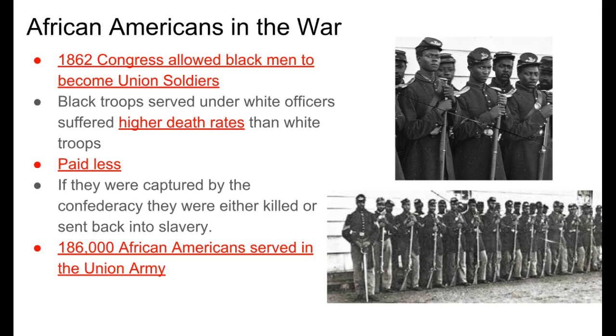They were in more dangerous situations. They did not have nearly the amount of health care or resources that white soldiers had. They were paid a lot less. And if they were captured by the Confederacy, they were typically either killed or sent back into slavery. Overall, 186,000 African Americans served in the Union Army, and this is just one of the all-black battalions in the Civil War.